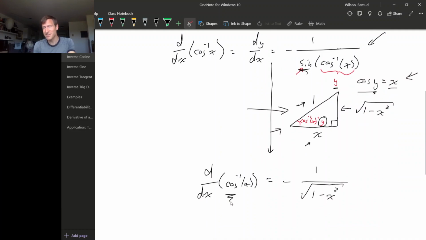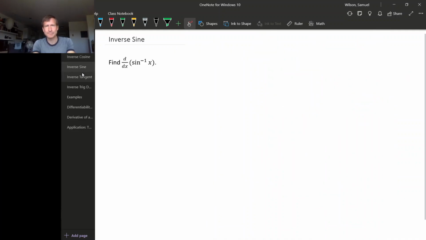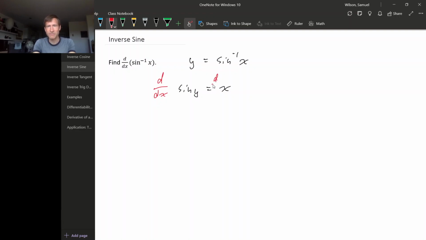So we did cosine. Let's do sine next. All right, so to find the derivative of inverse sine of x, first let's name inverse sine of x. Let's call it y. And then we can take sine on both sides of this equation. We get sine of y equals x. Then we can differentiate both sides with respect to x. This is really following the same flow of calculation as for the inverse cosine example. Now on the left-hand side, again, we have to use the chain rule because y is really a function of x.